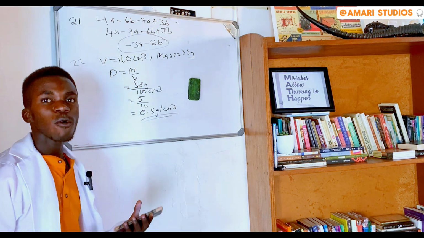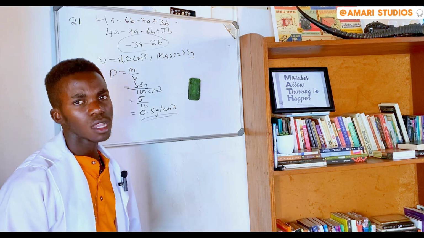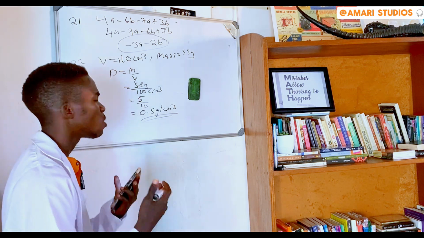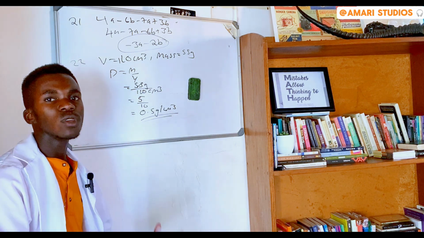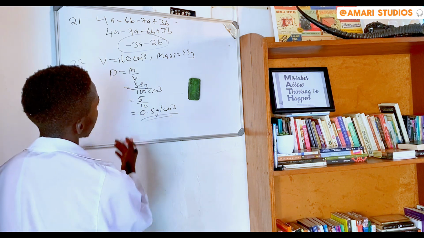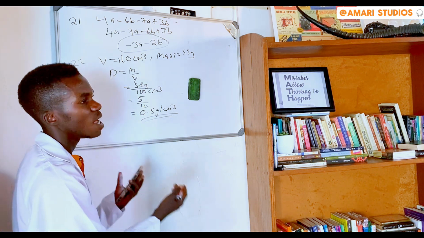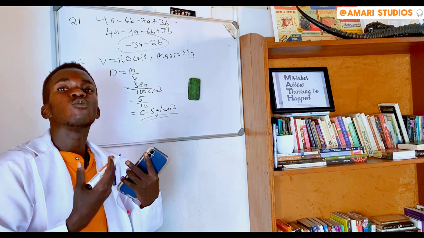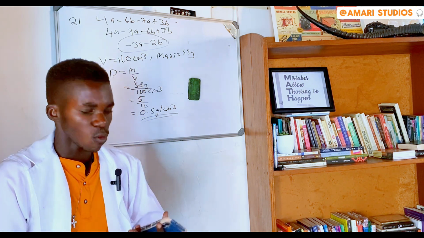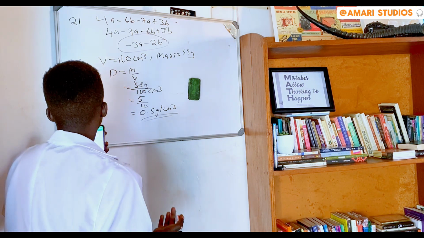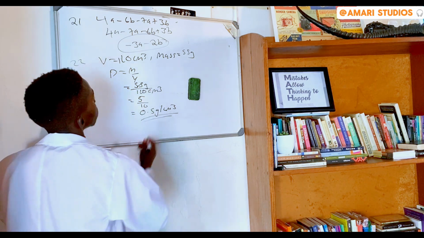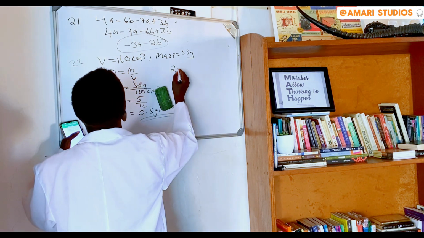Remember, this is paper 1, meaning that you're not allowed to use a calculator. So if you don't have a calculator, what are you going to do? Learn to reduce the numbers. That's what I have done. I've reduced the numbers to their lowest terms so that it will be easy for me to solve them. Then now we move to the next question, which is question 23.